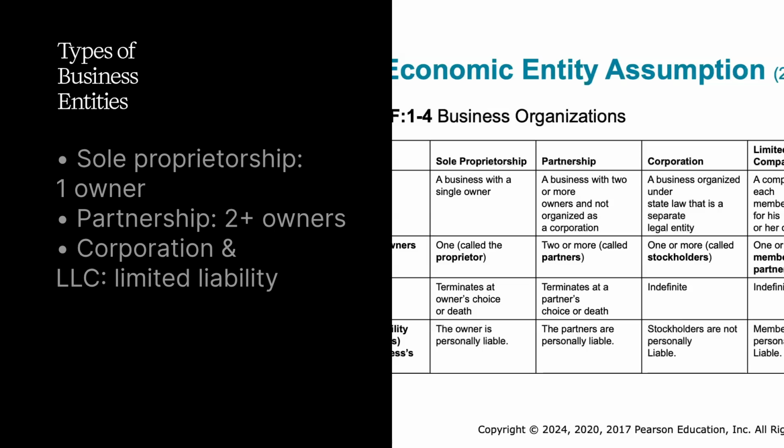Corporations can have one or more owners, which are called stockholders. And this is a business organized under state law that is a separate legal entity. Now, you can have private and public corporations, right? So let's say Walmart, public corporation. HEB, one of the largest private corporations in the whole United States. They're still a corporation and they're still owned by stockholders.